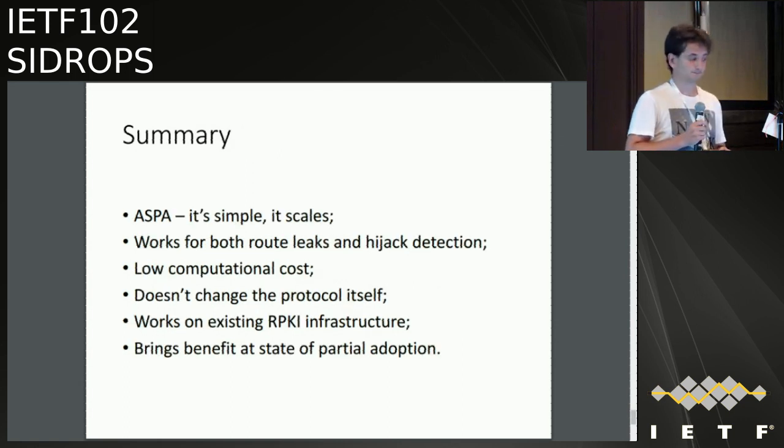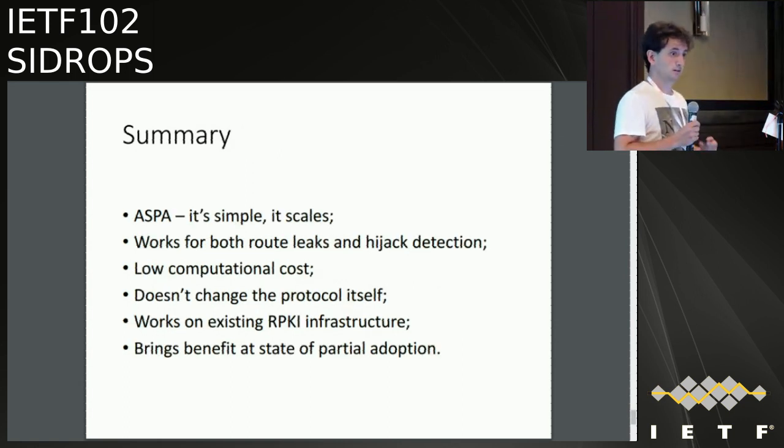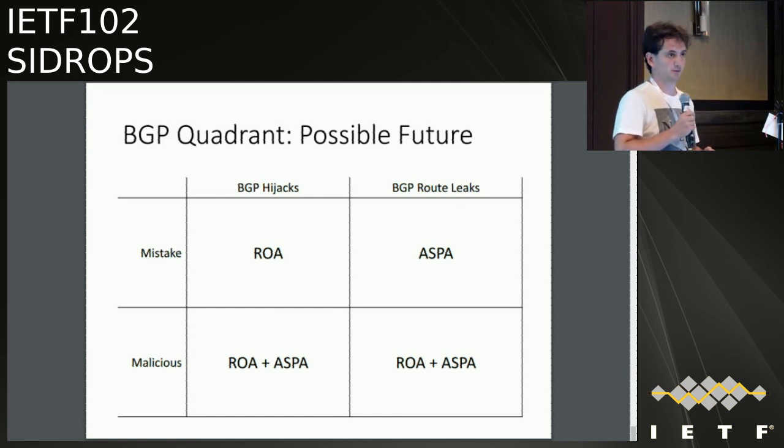And summary. This ASPA record is really simple. It scales. We are not bringing any new messages, new signing inside the BGP protocol itself. It has a low computational cost, and with ROAs and ASPA together can provide a full solution for malicious activity in BGP. And maybe one day we will wake up in a next beautiful world.